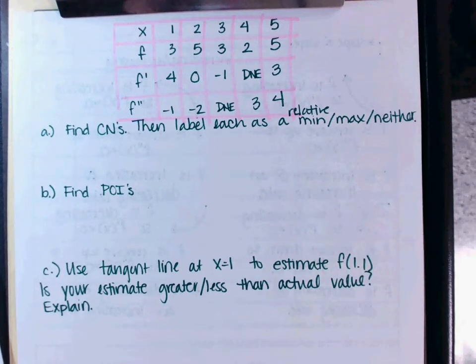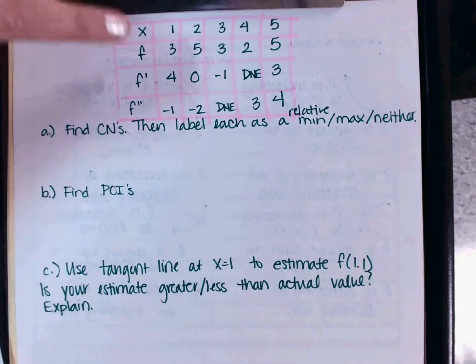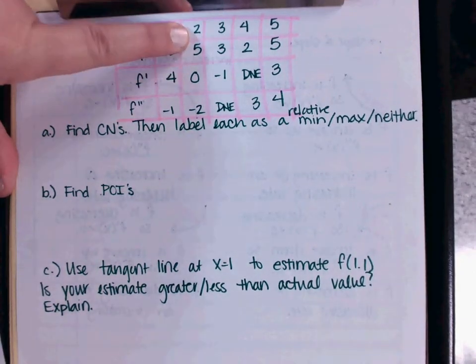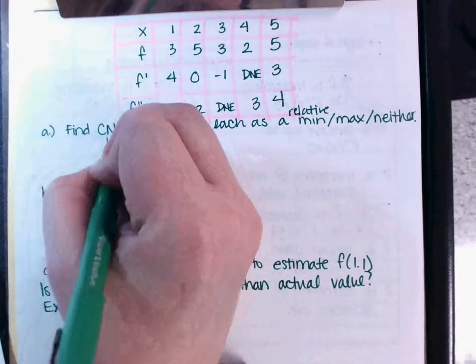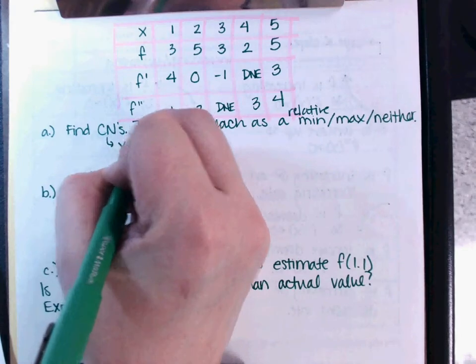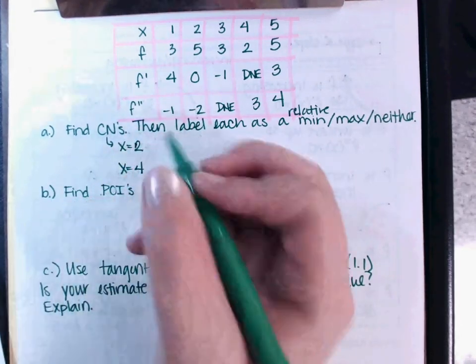Okay. Critical numbers. What is a critical number? How do you find it? If it wasn't a table, pretend it was an equation, you would take the derivative and set it equal to 0 or undefined. Look at your chart. When is the f prime row 0 or undefined? It's 0 at 2 and it's undefined at 4. So I want you to put your critical numbers: x equals 2 and x equals 4.